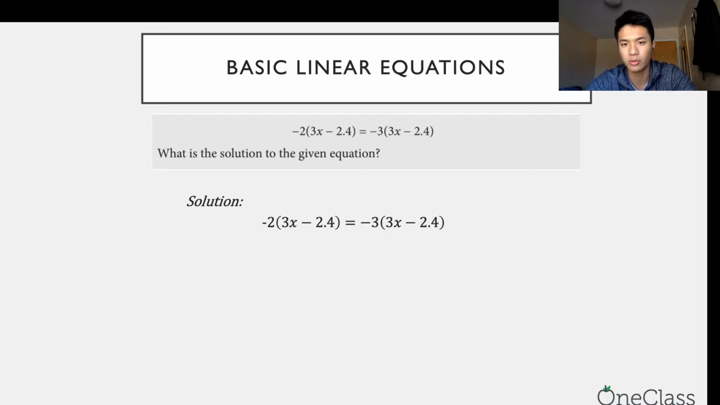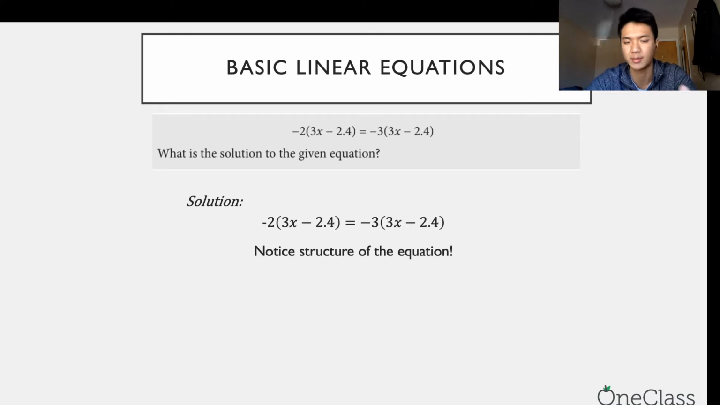And so we can ask ourselves, well, if -2 times this term is equivalent to -3 times the exact same term, what does that tell us about what the term must equal? Because we know that in most cases that's not going to be possible. And so what we can notice from the structure of this equation is that 3x minus 2.4 has to equal 0 in order for this equation to be satisfied. Otherwise, there's no other number that 3x minus 2.4 could be equal to that would allow us to multiply it by -2 and by -3 and have them still be equivalent. So it has to be equal to 0.